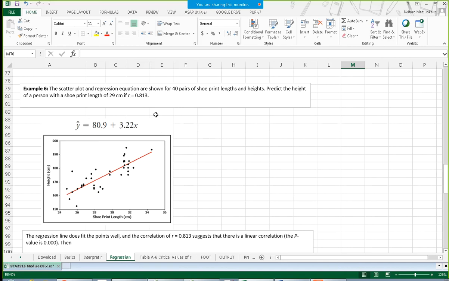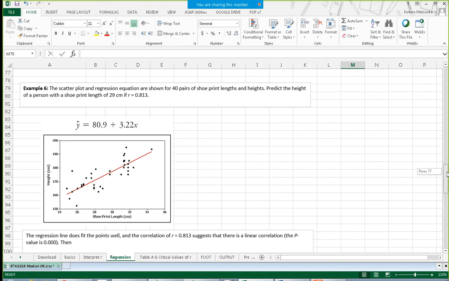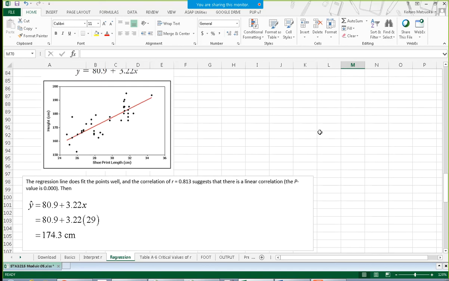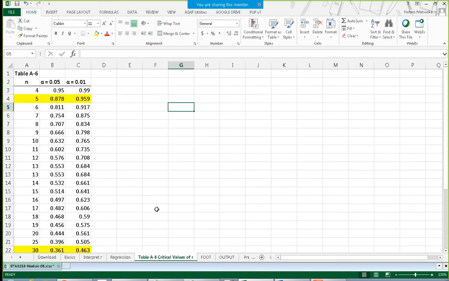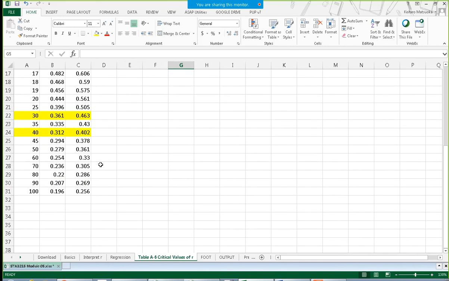Let's determine whether this equation is a good model or not. So we take the r, which is 0.813, and go into here to see what that is. So n is 40, 0.312 and 0.402.